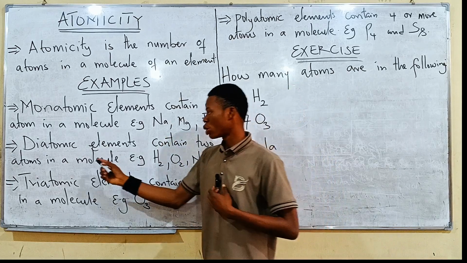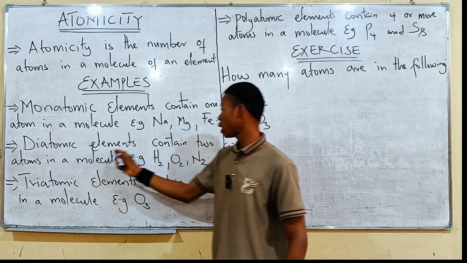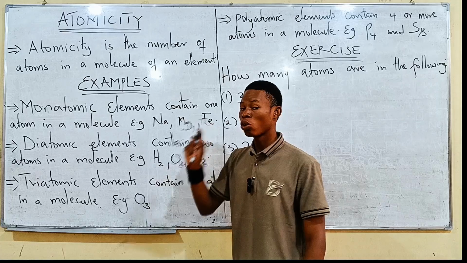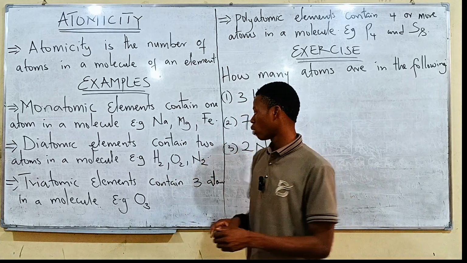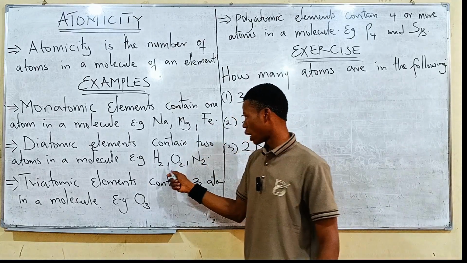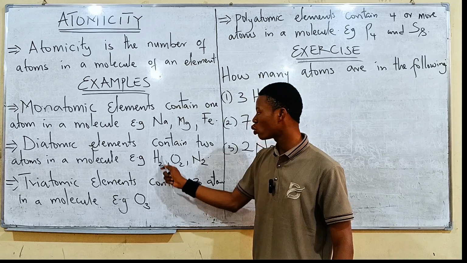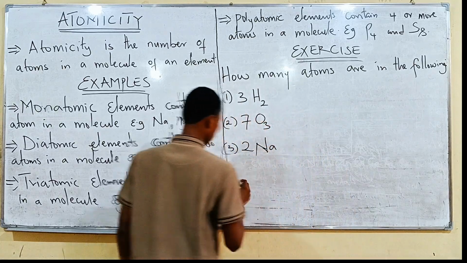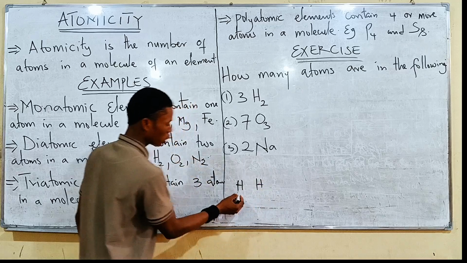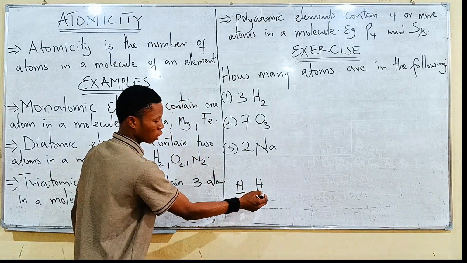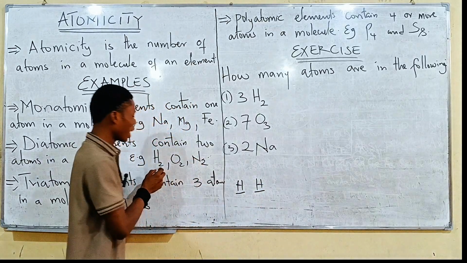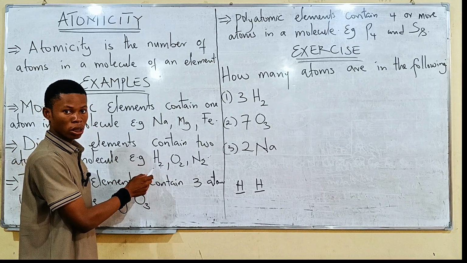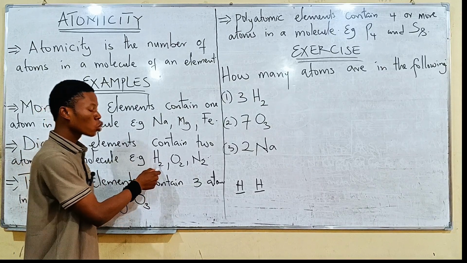Alright, another example is diatomic elements. Di means 2. So diatomic elements contain 2 atoms in a molecule. Now, this is hydrogen molecule, H2. And as you can see, this is 2 hydrogen atoms making up one molecule. So it's just like writing it like this, H and H. This is one atom of hydrogen. This is another atom of hydrogen to give us the hydrogen molecule. So what is the atomicity of hydrogen here? The atomicity of hydrogen here is 2.